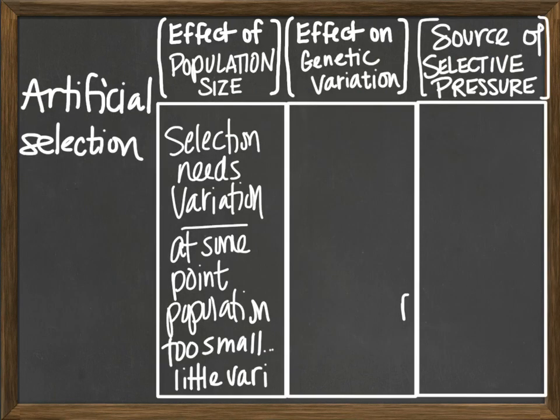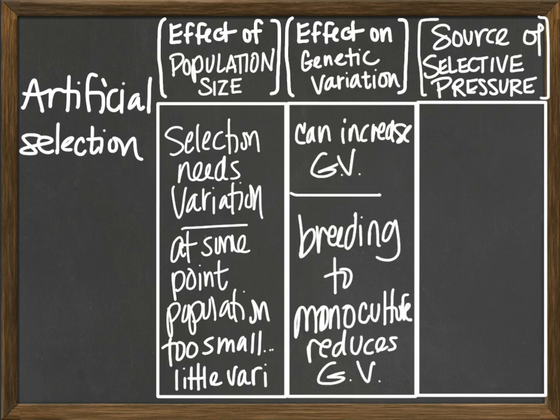So what about the effect of artificial selection on genetic variation? Does it increase genetic variation? Does it decrease genetic variation? Well, as a matter of fact, artificial selection can increase genetic variation. Think about those potatoes that I showed you. We had one little ancestor wild species, and humans from that have created thousands of species.